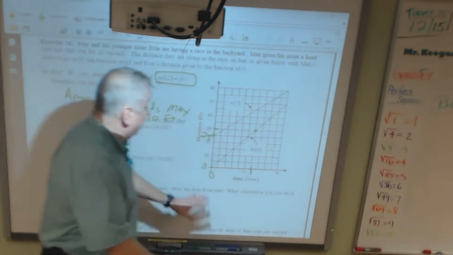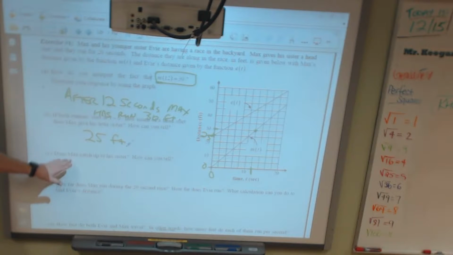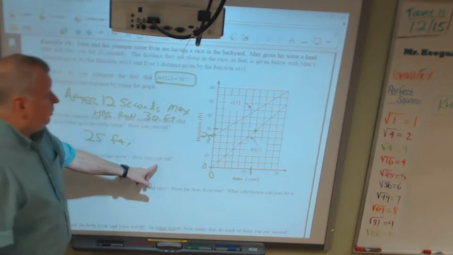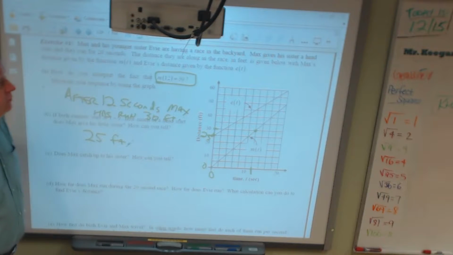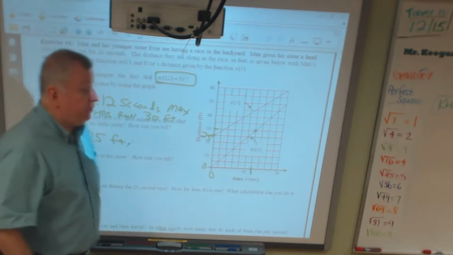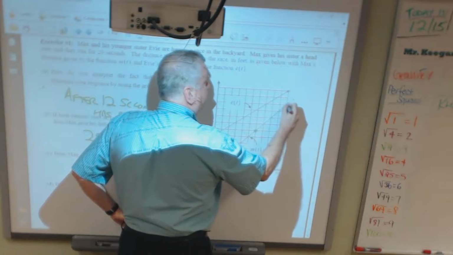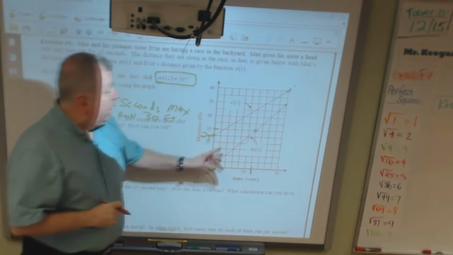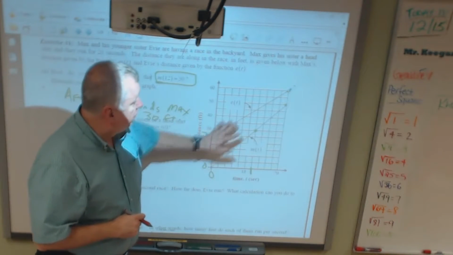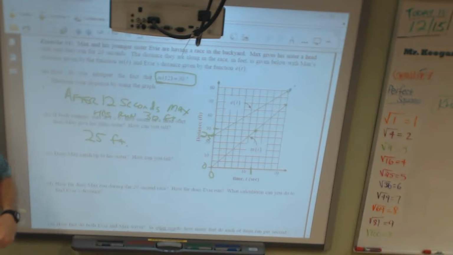All right. So he gave his sister a 25-foot head start. Does Max catch up to his sister? No. How can you tell? Because she finished at 60 feet and he finished at 50. You're right. But there's even an easier way to tell without even looking at the numbers. If he catches up to her, what would the graph look like? Those two lines, what would happen to the two lines?